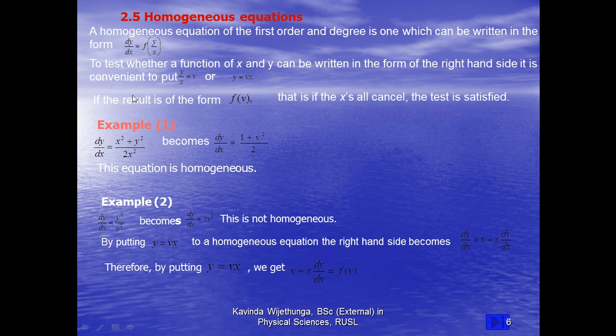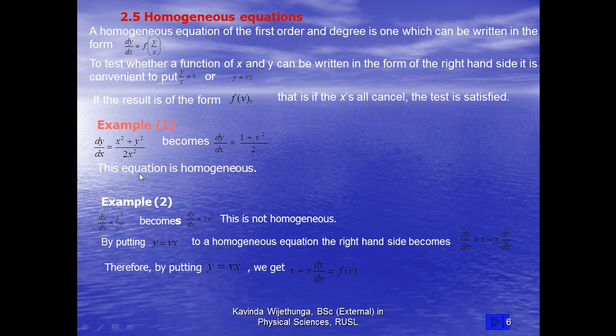Then after substituting this, the result should be a function of v. So we are taking y equals vx, and the result should be a function of v. That is, if all the x's cancel, the test is satisfied. So it means on the right hand side, all the x's should be cancelled. That is the way we check the homogeneity. Then we can consider an example.